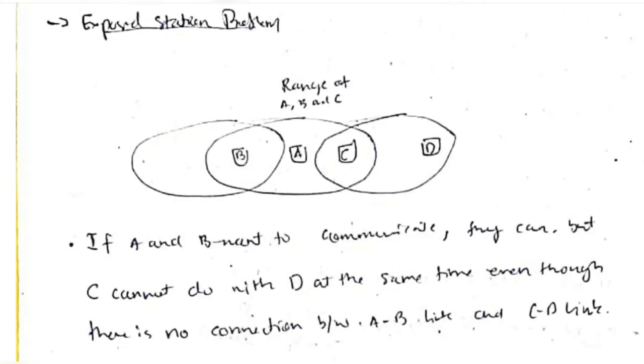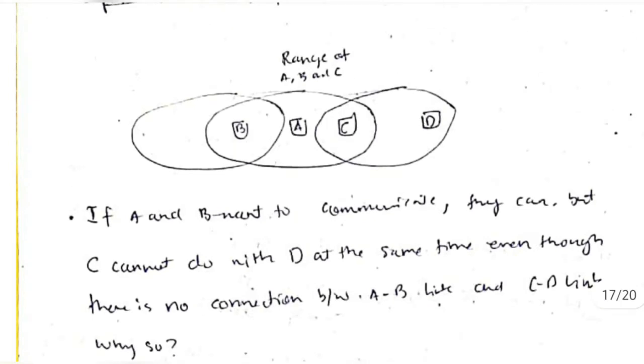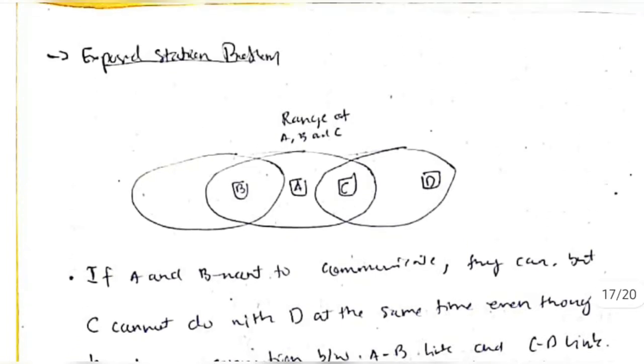Okay. An exposed station problem is, for example, consider that there are stations A, B, C, and D. A wants to communicate with B, but C also wants to communicate with D. Both can do it independently, but it does not happen. Let's see why. When A is communicating with B, C can also hear the signals from A. So in that case, it will restrain the transfer from C to D, because it will think that if it does, a collision can happen, but it actually does not happen. It's a misunderstanding of C. Okay, this problem is known as the exposed station problem.